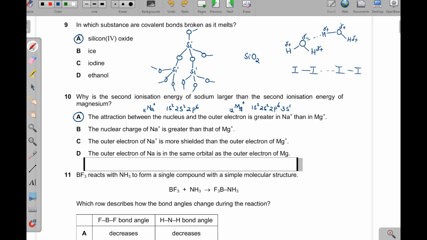This is true because this one can be 3s1 for sodium, then 3s2 for magnesium. The outer electron is in 3s2 and also here 3s1. But this is not the explanation for the second ionization energy of sodium being larger than that of magnesium. It is right, but it is not the correct explanation of what we need. So that means our answer is going to be A.